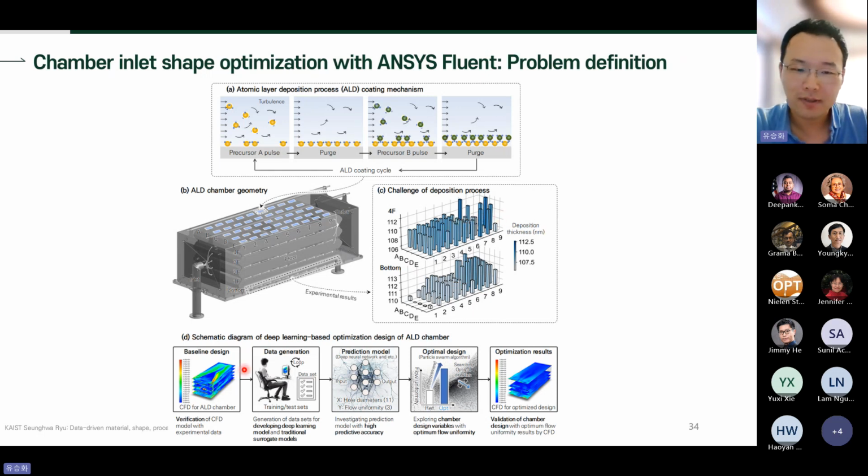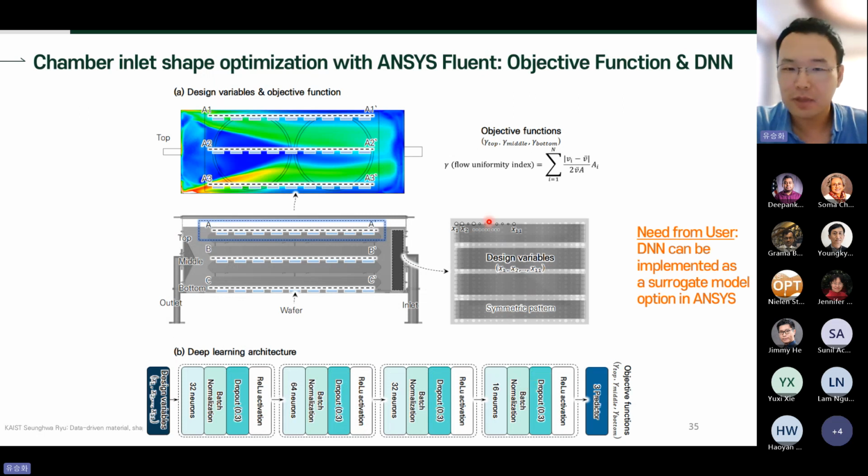So what we have done was run Ansys simulations to find the flow distribution within the chamber, and we generated a huge data set, and out of this we trained the deep learning model to predict flow non-uniformity. Out of this deep learning model we found the optimal design, and finally we were able to design a chamber inlet shape that can generate really uniform flow distribution. This is a more detailed problem definition. This is a side view of the chamber. Gas goes in and goes out like this. And if we look from the top, the flow distribution is non-uniform.